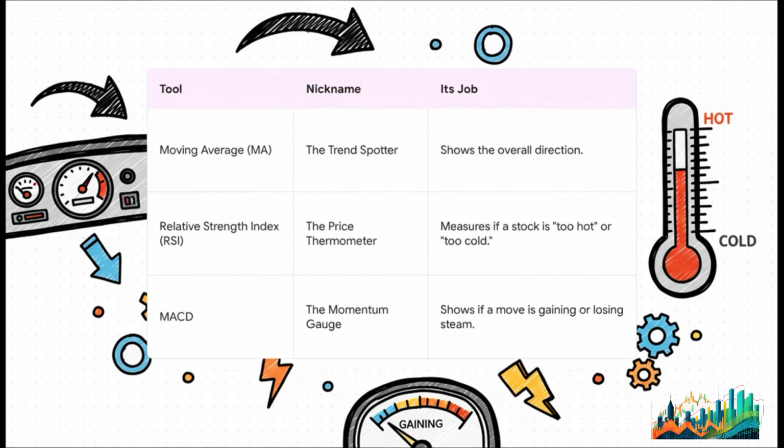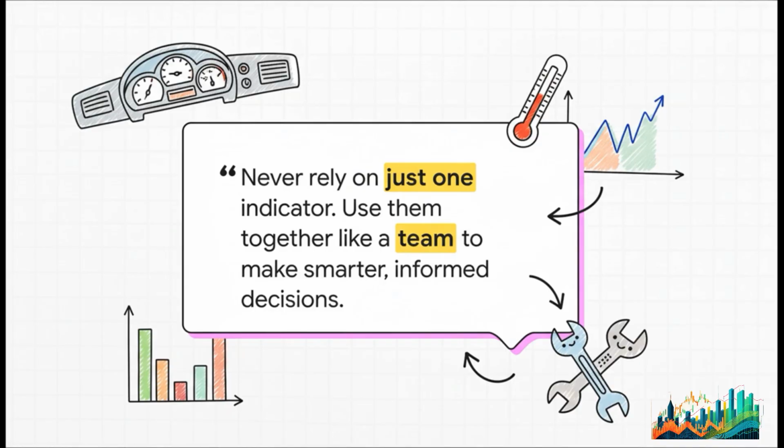And this right here, this is the most important takeaway of all. These tools are at their most powerful when you use them as a team. Any single indicator can give you a fake out, a false signal, but it's a whole lot harder for all 3 of them to be wrong at the exact same time. Use them together for confirmation. That's how you build a stronger case for any decision you make.